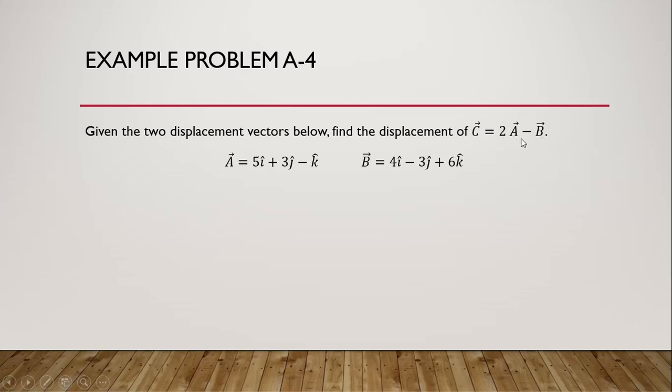What 2 times A really means is this would be a scalar multiplied by a vector. What that means is you multiply all the components out there. And then the negative B, remember that's the same thing as flipping all the signs on the components or flipping the direction of B. Now the nice thing about unit vector notation is I could rewrite this as 2 times A, which is 5i hat plus 3j hat minus k hat, minus B, which is 4i hat minus j hat plus 6k hat.